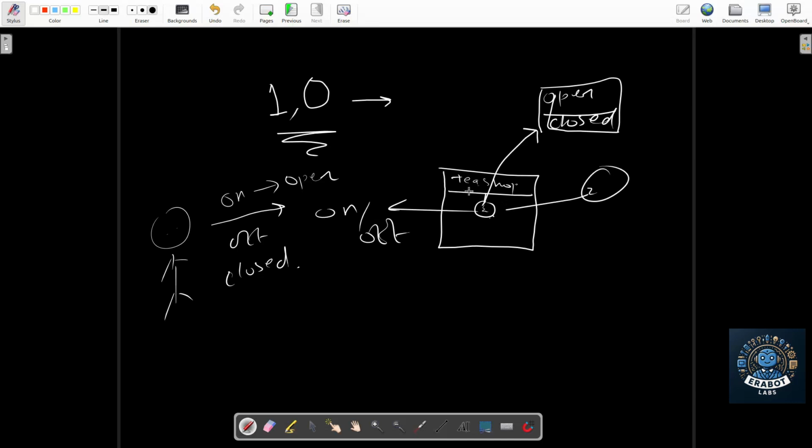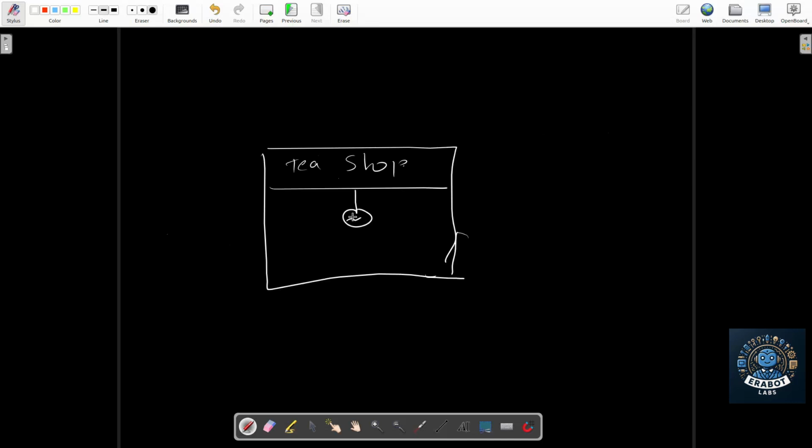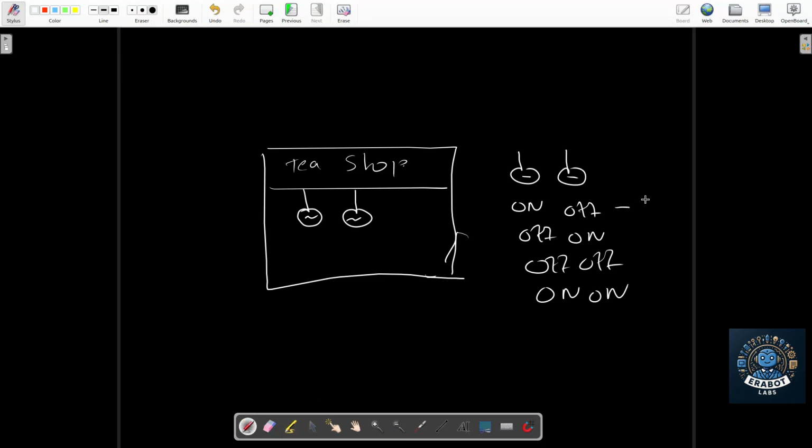Similarly, if the tea shop owner wants to communicate more data, like whether milk is available or not, because if there is no milk, customers coming now will only get black tea, he can introduce one more bulb. Now he has two bulbs. With two bulbs he can have multiple combinations: bulb 1, bulb 2, on on, off off, off on, on off. In binary we can represent these as 11, 00, 01, 10. So with these two bulbs he can communicate four different pieces of information.